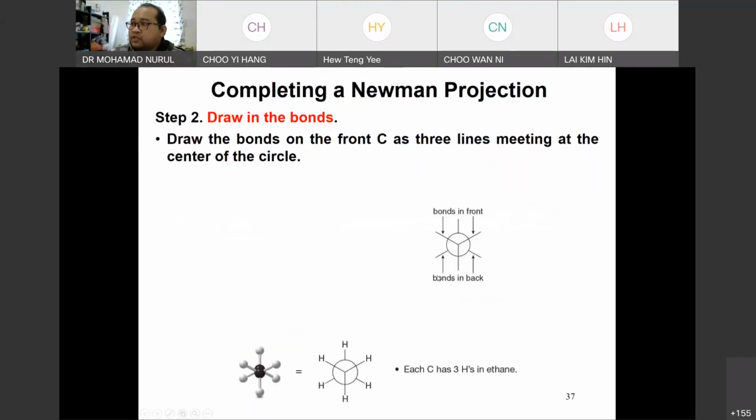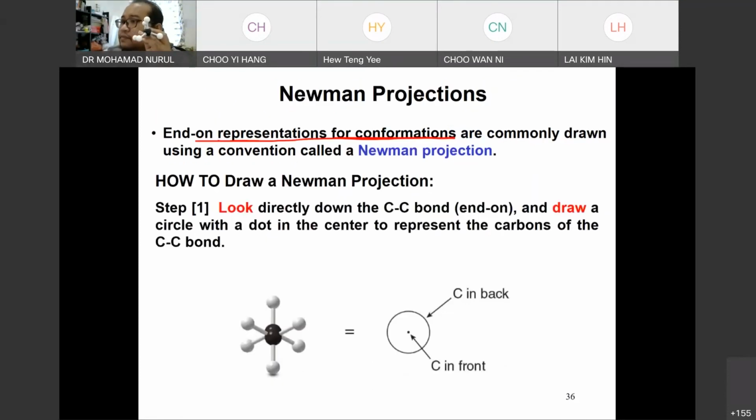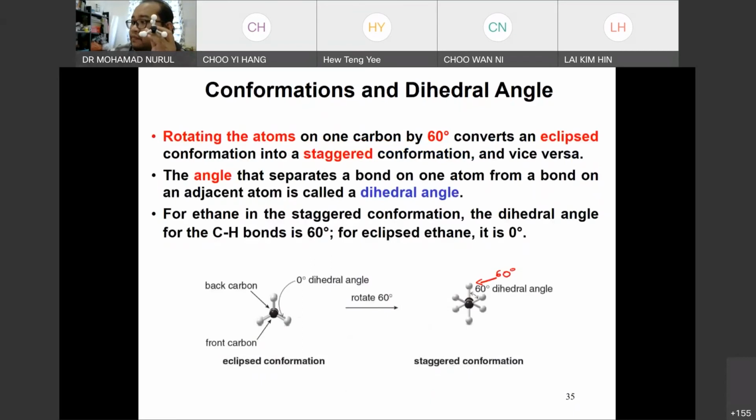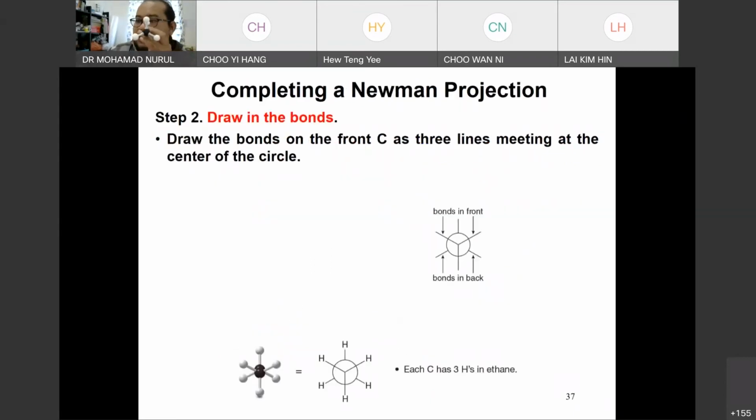And after that, draw the bonds. Okay, so draw the bonds. We take a staggered conformation. If they are in staggered conformation, we have to do it like this. What you can see clearly is the front bonds. Okay, the front, which is here.